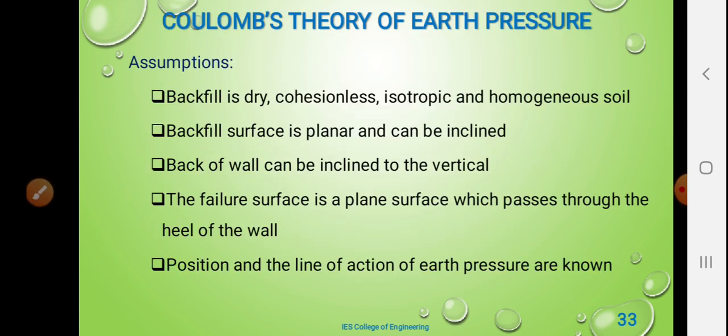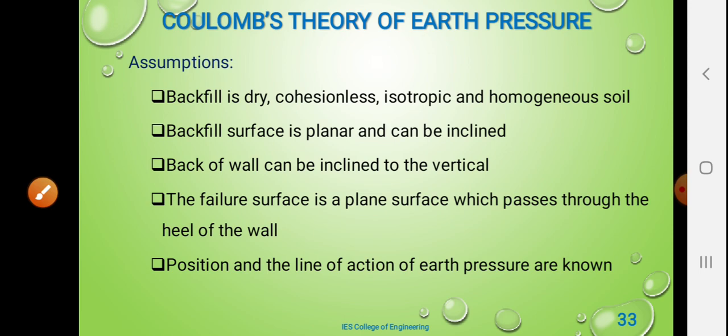Then Coulomb's theory of earth pressure. Here the assumptions are: backfill is dry, cohesionless, isotropic and homogeneous. Backfill surface is planar and can be inclined. That means if this is the wall, the backfill surface can be inclined like this, and the back of the wall can be inclined to the vertical. That means if this is the wall, the back of the wall can be inclined like this.